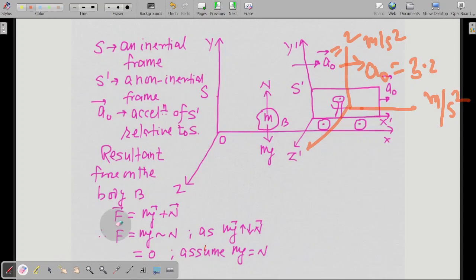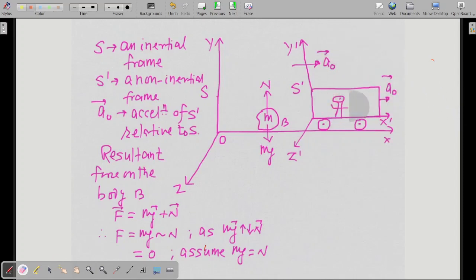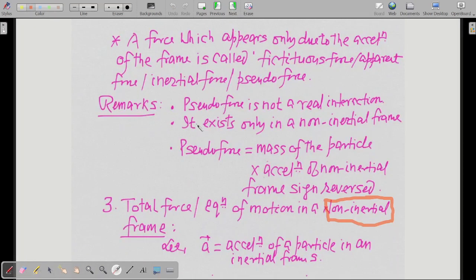Such a situation we are not assuming. We are assuming that the acceleration is a naught, and if it is 2 meter per second square, then throughout the motion it will be 2 meter per second square only. That's what we are assuming, so that we have convenience. So, total force or equation of motion in a non-inertial frame, let us see.